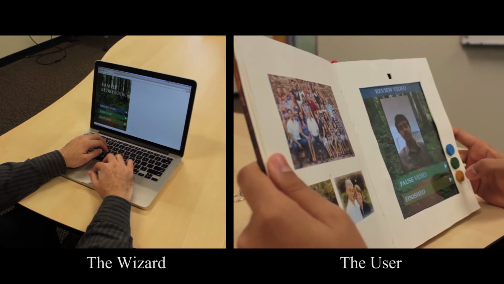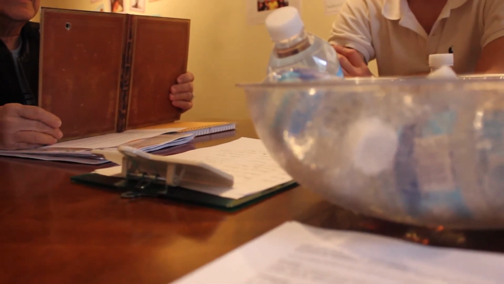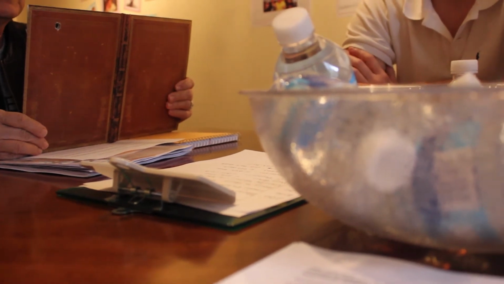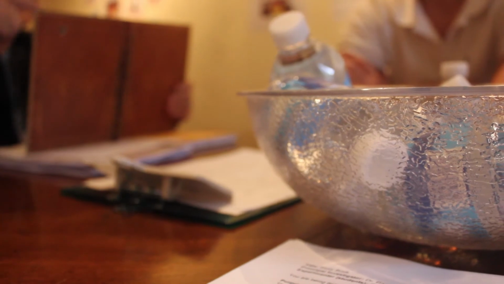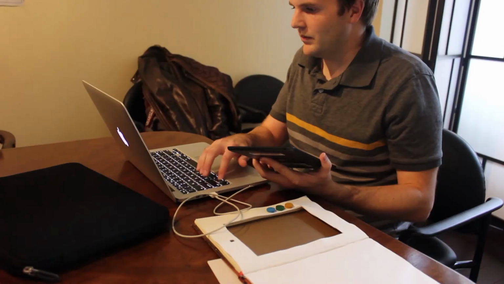With our high-fidelity prototype ready to go, we brought our system to some potential users at a local retirement home. By testing with real users, we were able to identify what worked and what didn't with our system. Most of our participants could see themselves using this system. Several even asked when the device would be ready for sale.